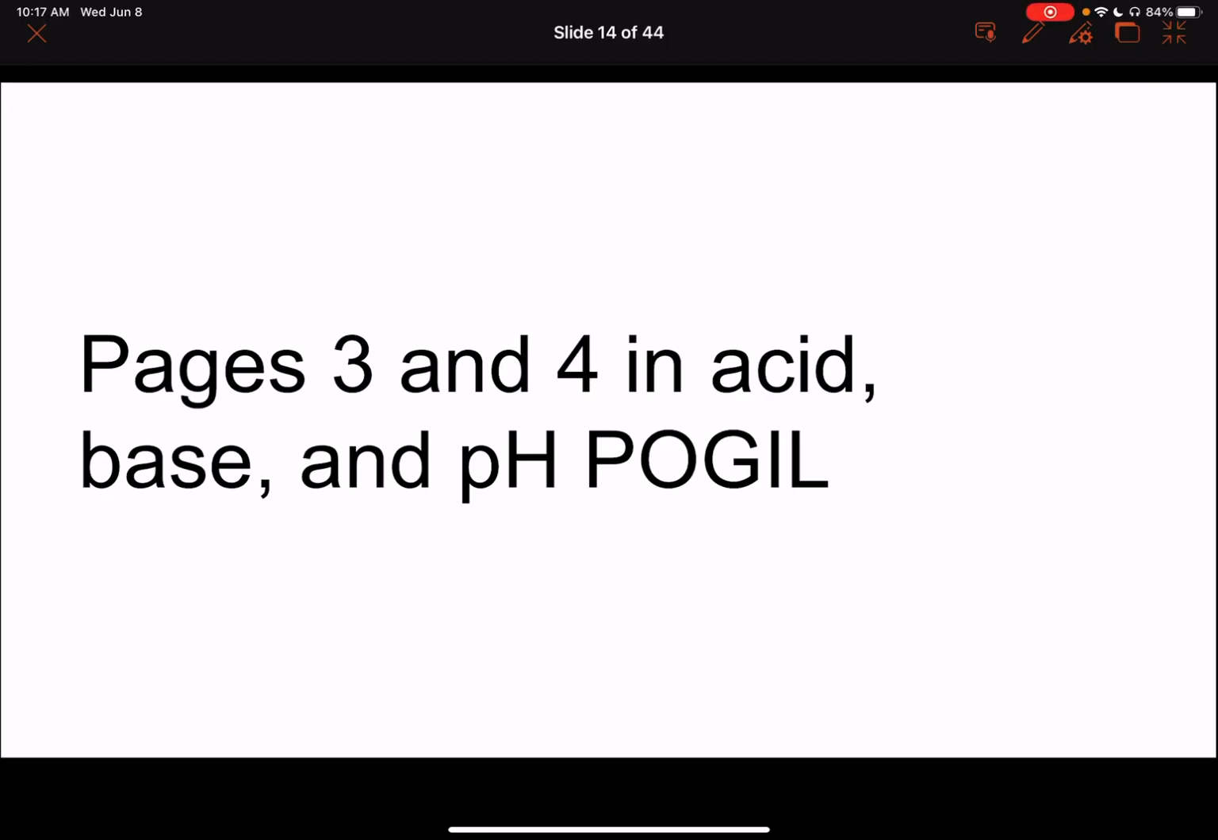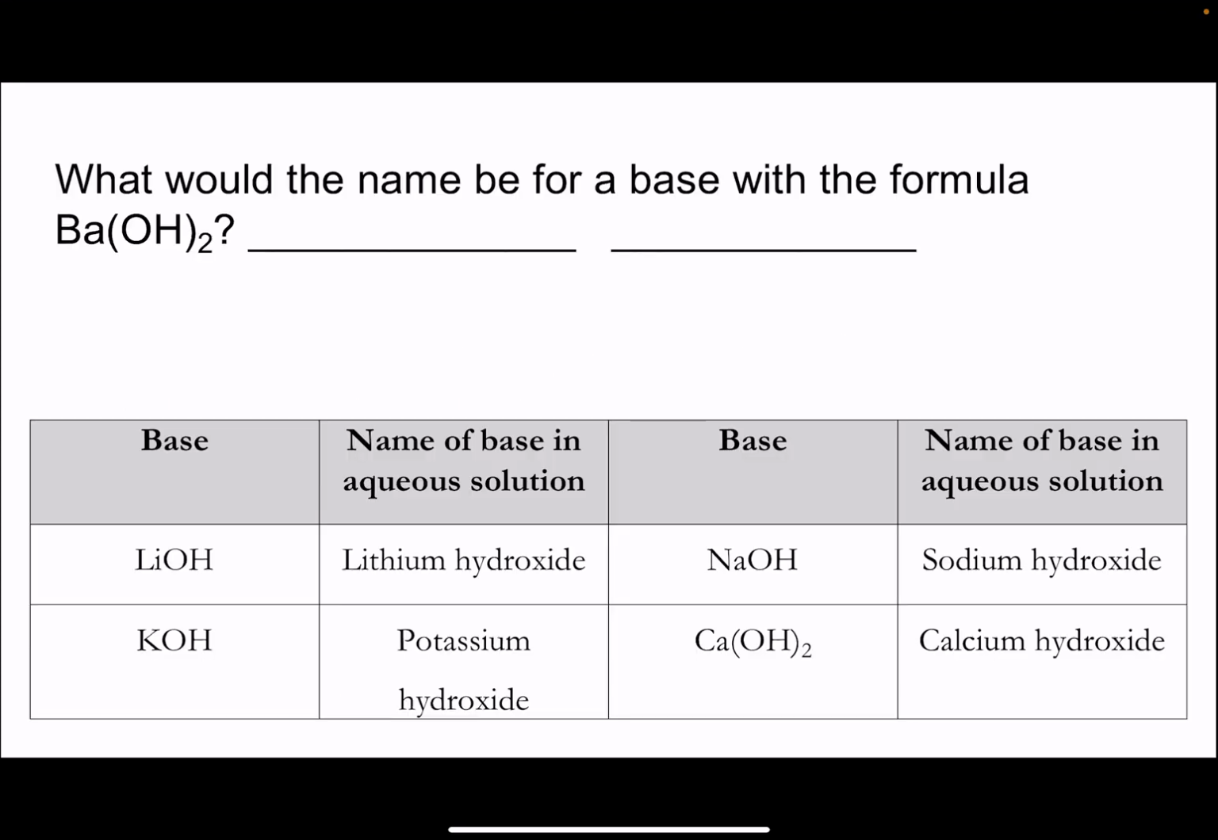Okay, welcome back. We're going through pages 3 and 4 in your acid, base, and pH POGIL. So we're finishing up with the previous page of naming bases. So we're going to see what the name would be for the base with the following formula, Ba(OH)2.